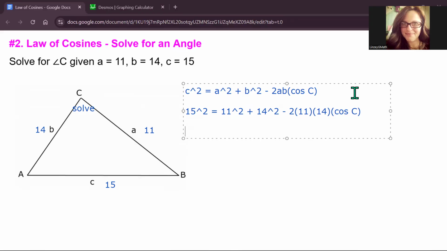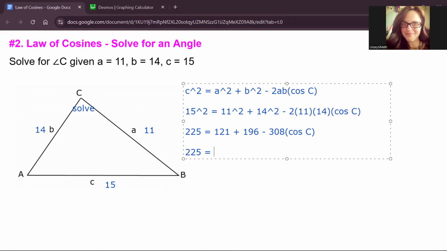Exponents first. 15 squared, we get 225. 11 squared, 121. 14 squared, 196. And then I'm going to multiply 2 times 11 times 14, 308 times cosine of angle C. And then I'm going to add 121 plus 196. We get 317 minus 308 times cosine of angle C.